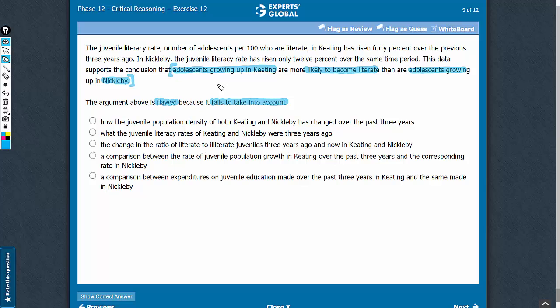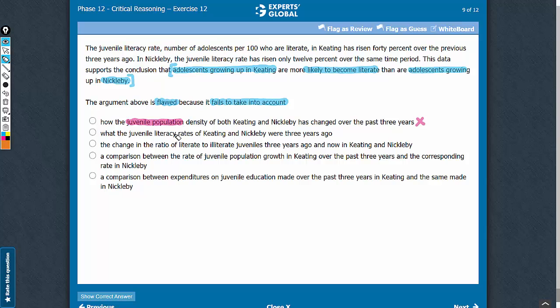Our broad expectation from the correct answer choice is that the argument assumes that the literacy rates in the two cities were similar 3 years ago. Answer choice A. The argument is concerned with literacy rate, which is the number of literate adolescents per 100 adolescents. So the absolute number of adolescents or the juvenile population has no bearing on the argument.